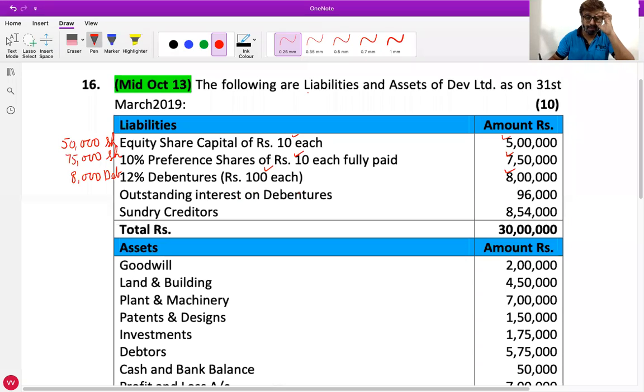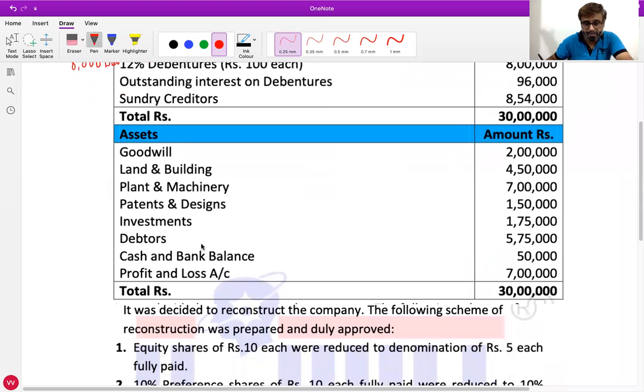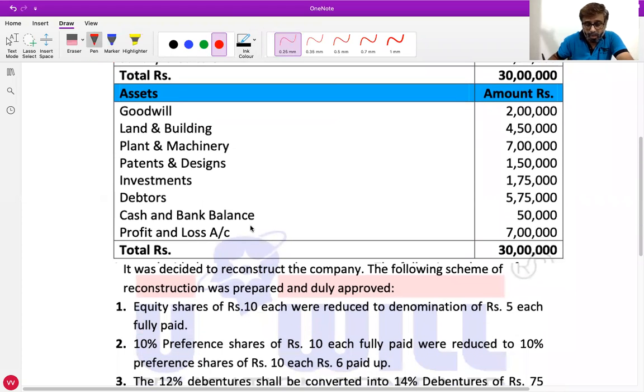Outstanding interest on debenture 96, creditors 54,000. Further, the asset side. Goodwill 2 lakh, land and building, plant and machinery, patents and designs, investment, debtors, cash and bank balance.